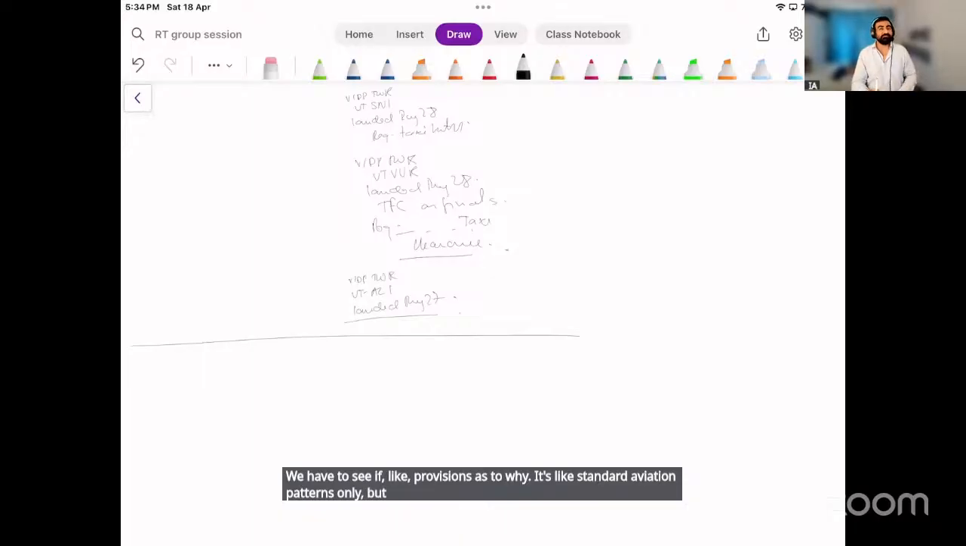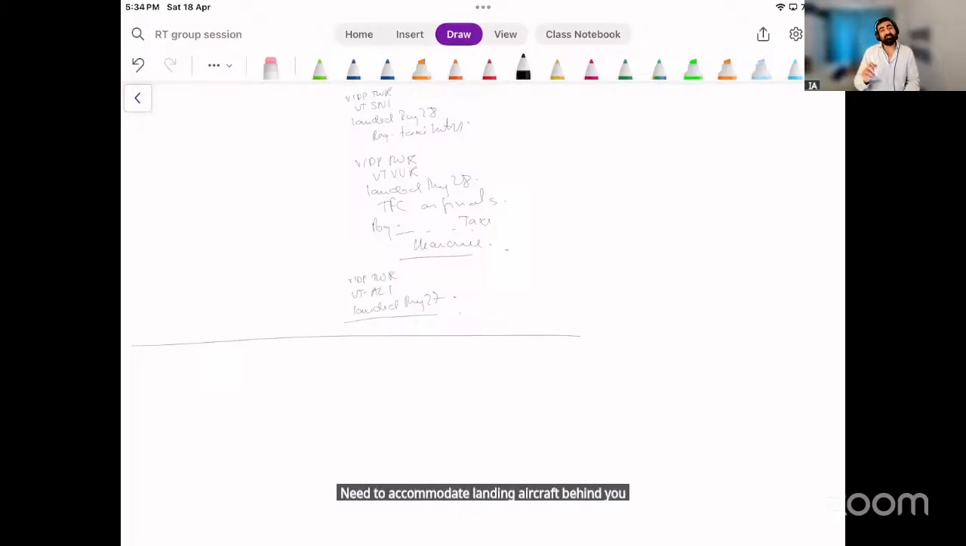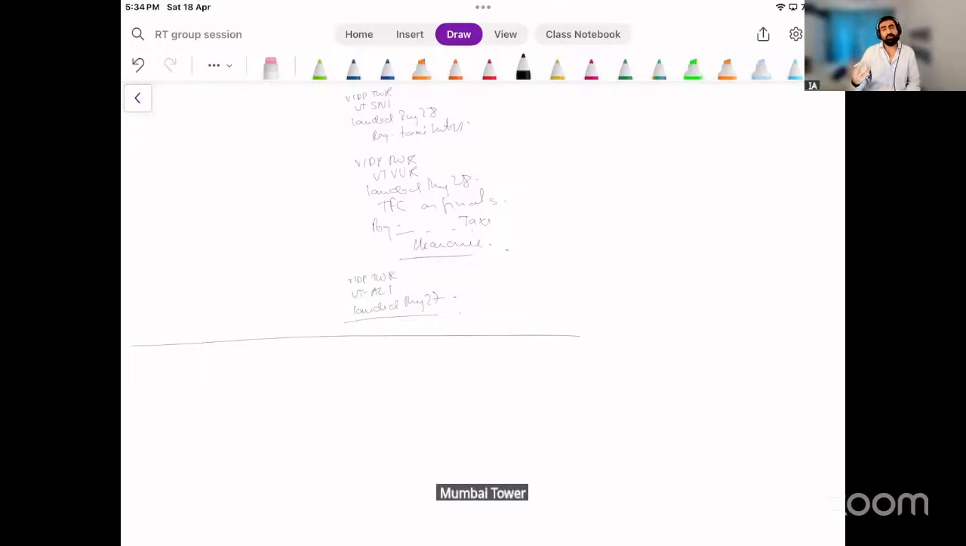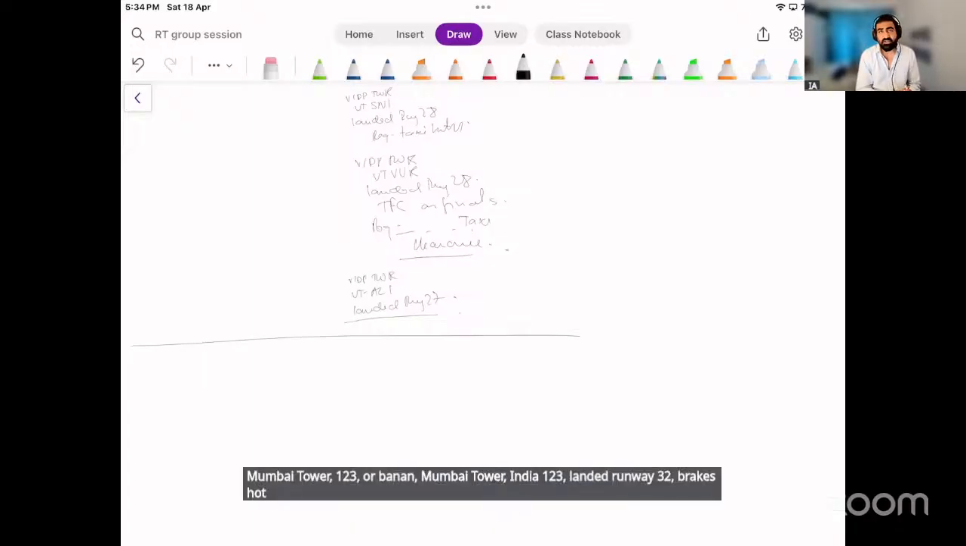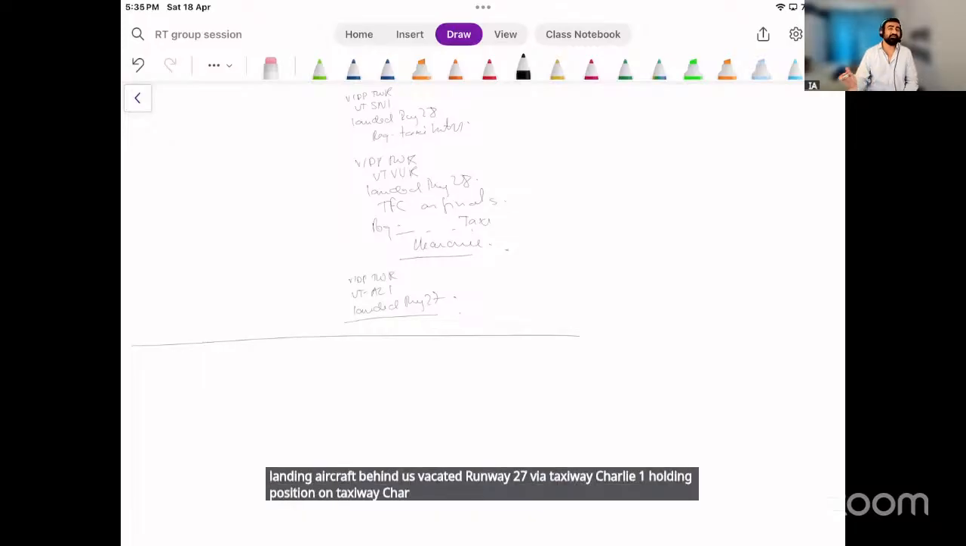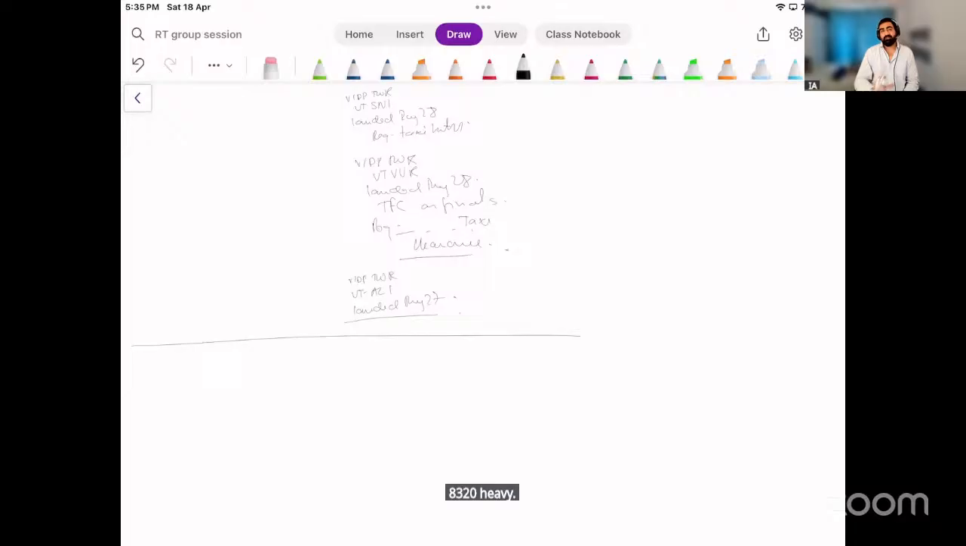But remember this: brakes hot indication, need to accommodate landing aircraft behind you. This is one classic case that we keep practicing. Mumbai Tower, India 123, landed runway 32, brakes hot indication to accommodate landing aircraft behind us, vacated runway 27 via taxiway Charlie 1, holding position on taxiway Charlie 1, request firefighting services and emergency medical services, persons on board 180, Airbus A320, heavy. I have to make sure that I'm doing my part as a pilot. So that call I would give like this.